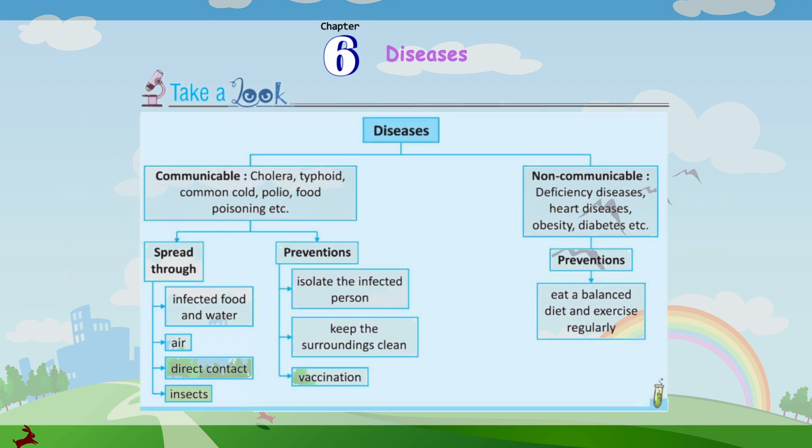Take a look. Diseases: communicable, such as cholera, typhoid, common cold, polio, food poisoning, etc. They spread through infected food and water, air, direct contact, and insects. Preventions: isolate the infected person, keep the surroundings clean, vaccination. Non communicable: deficiency diseases, heart diseases, obesity, diabetes, etc. Preventions: eat a balanced diet and exercise regularly.